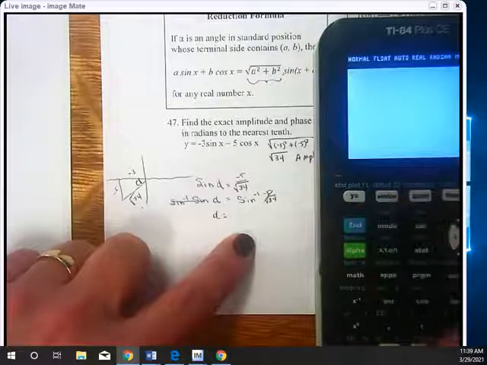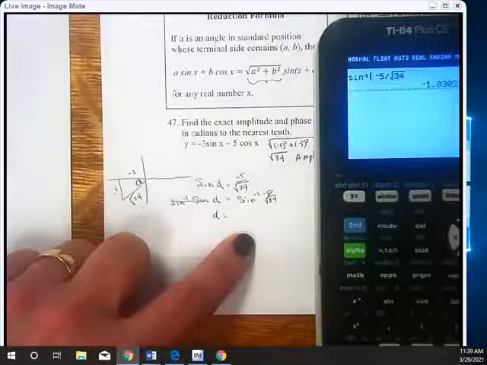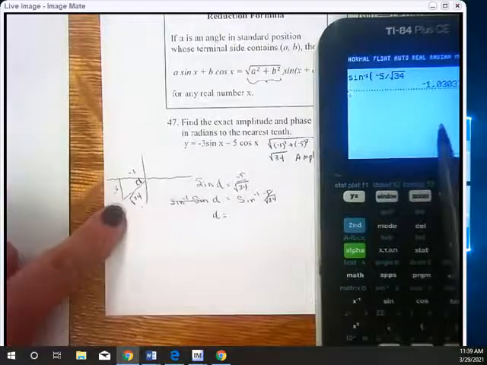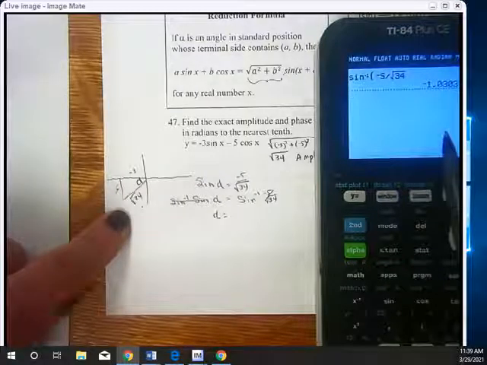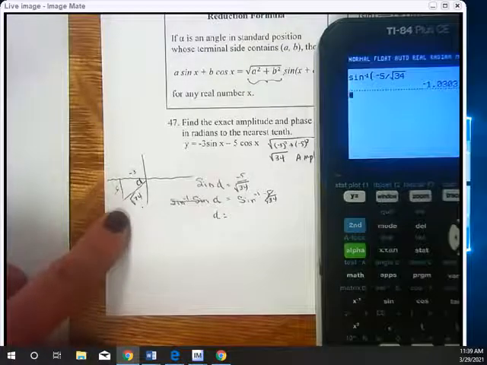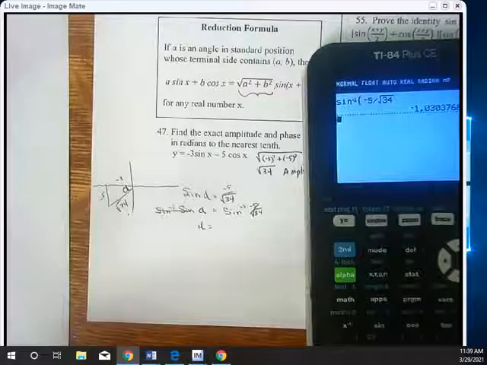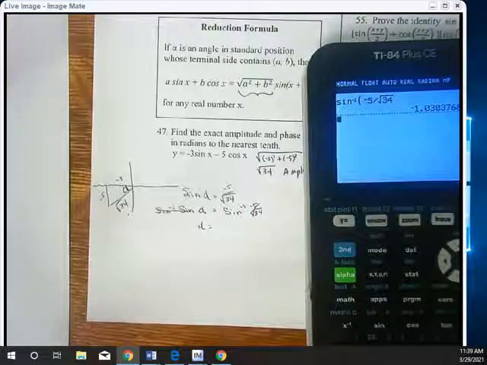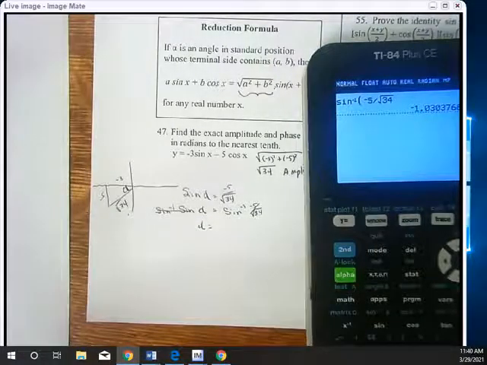Let me just start over. -5 divided by the square root of 34. Now, because we are in the third quadrant, how do I find my reference angle? It's not going to be a -1.03. What if I were at, say, 225 degrees? How would I find that reference angle?